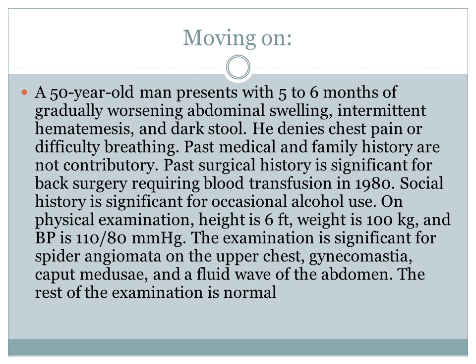So moving on, we have a 50-year-old man who presents with 5 to 6 months of gradually worsening abdominal swelling, intermittent hematemesis, and dark stool. He denies chest pain and shortness of breath. Family and medical history are non-contributory, and past surgical history is positive for back surgery with transfusion in 1980. He uses occasional alcohol. He's 6 foot and weighs 100 kilograms. Blood pressure is good. Exam is significant for spider angiomata, upper chest gynecomastia, and a fluid wave is present in the abdomen, otherwise negative.